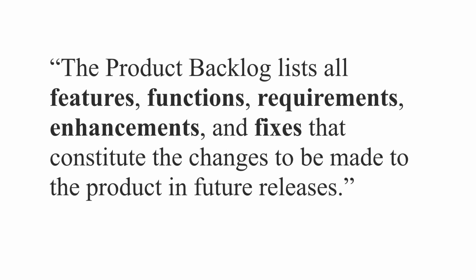So far, I've talked about product backlog items without actually saying what constitutes an item, and I'm going to go back to the Scrum Guide one last time for a ruling on this. Here we go. The product backlog lists all features, functions, requirements, enhancements, and fixes that constitute the changes to be made to the product in future releases.